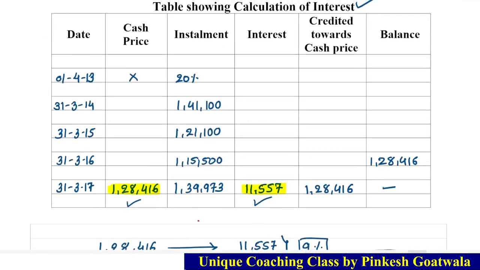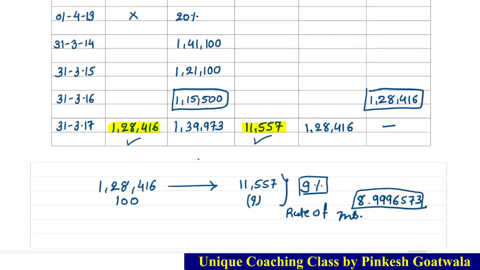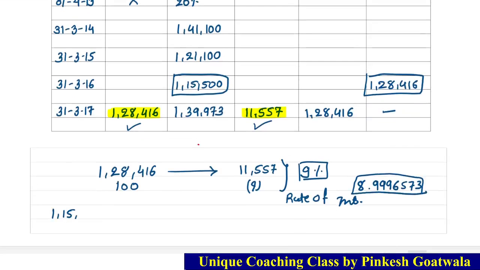So now the remaining calculation is very simple, because now we have the rate of interest, 9%. So you can complete the remaining calculation very easily. So let's start. Here 1,15,500, here 1,28,416. Okay, so we will add both. 1,15,500 plus 1,28,416 comes to 2,43,916.